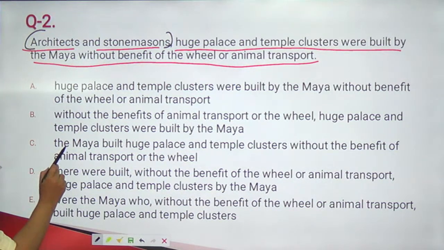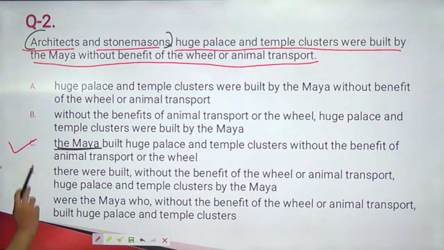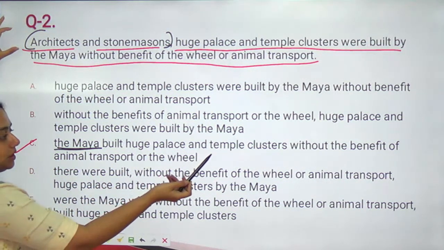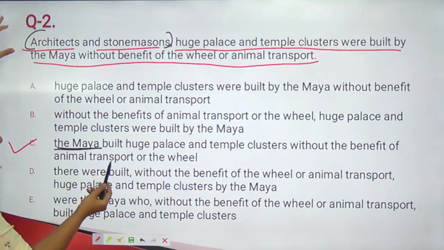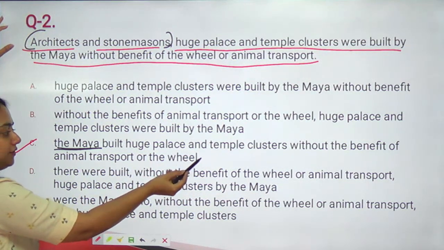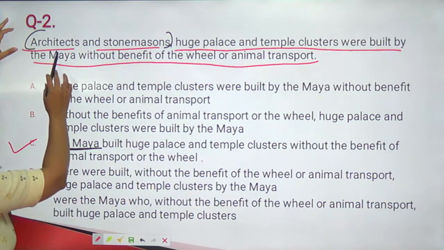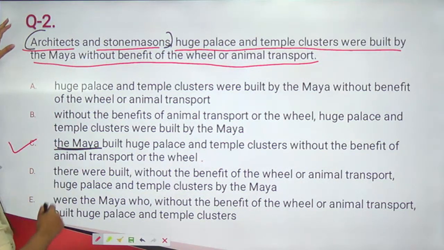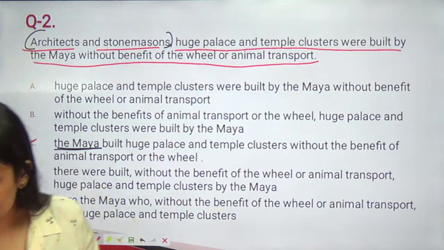And you can see it's only this option that features this. So now let's read it. Architects and stonemasons, the Maya built huge palace and temple clusters without the benefit of animal transport or wheel. After reading this, you get to know that these two adjectives are used for the Maya people. They were the architects. They were the stonemasons. Rest all other options, if you try to read them, would not make any sense. Right? Let us see what you people have answered.